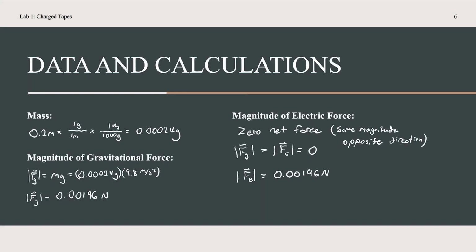Here are the calculations I performed for the mass, the magnitude of the gravitational force, and the magnitude of the electric force. For the mass, I simply used unit conversion procedures to get from meters to kilograms. The gravitational force was calculated by multiplying the mass quantity and gravitational acceleration constant. The electric force had to be the same magnitude to achieve equilibrium.